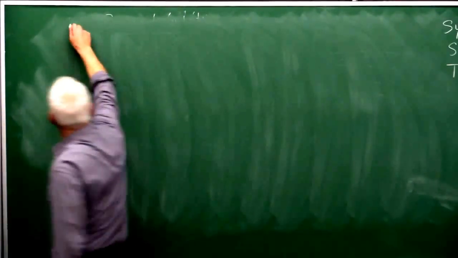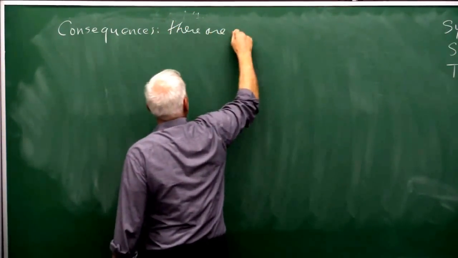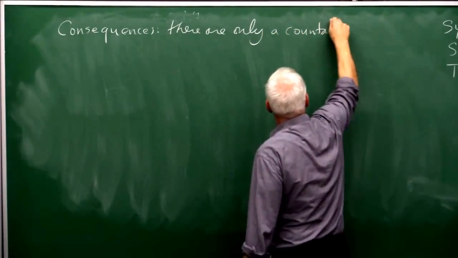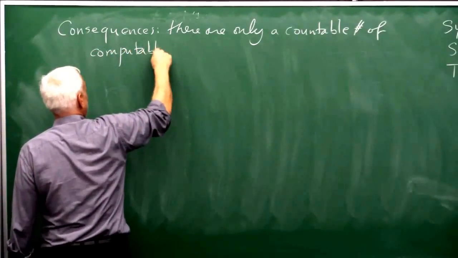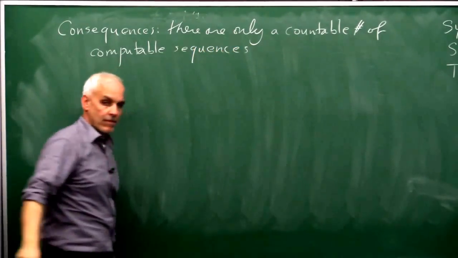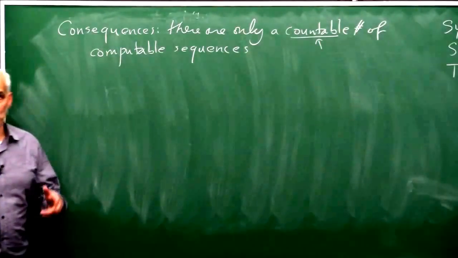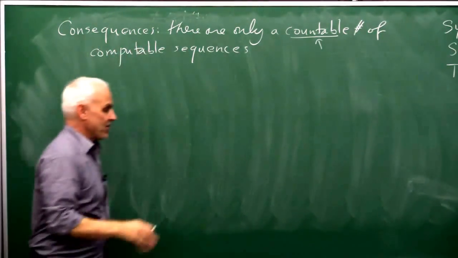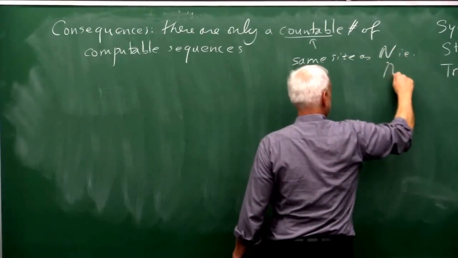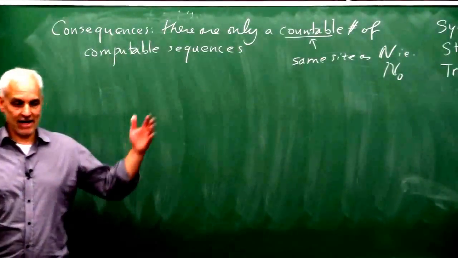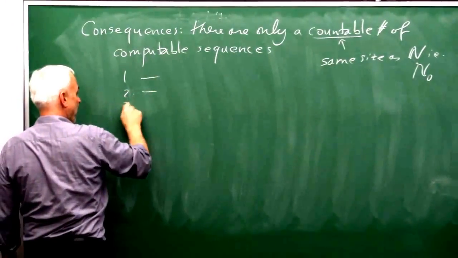So one of the consequences is that there are only a countable number of computable sequences. When I say countable, what does that mean? It means, in terms of Cantor's sizes of infinities, the same size as the natural numbers, i.e. what we called Aleph naught last time. So not like the real numbers, but the smallest infinity. In other words, you can count them. There's the first one, second one, third one, and so on.